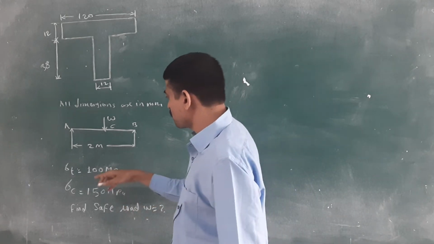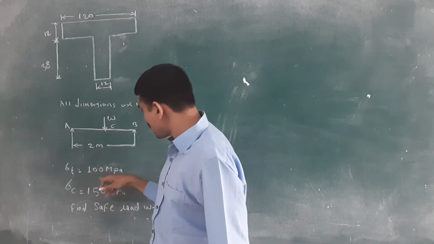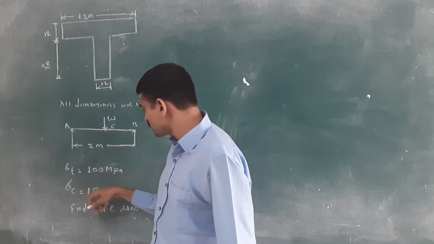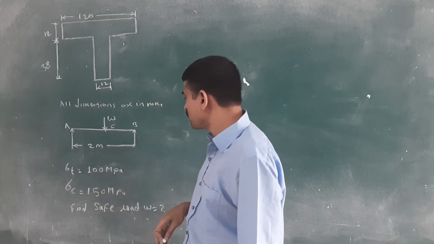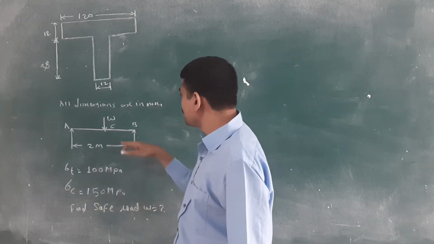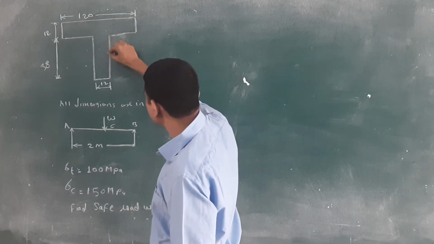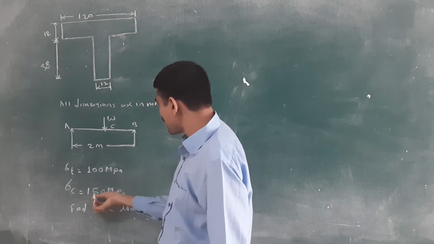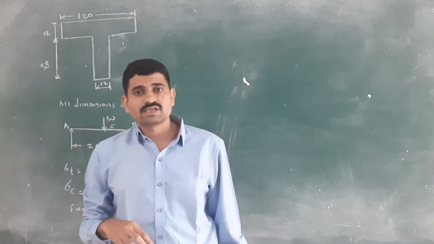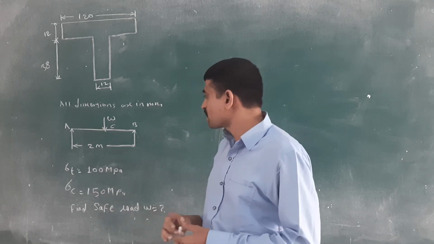Also the bending stress induced in the tension condition is 100 MPa, and in the compression condition it is 150 MPa. What do we want to find? We want to find the safe load W. If the stresses induced in that T section are 100 MPa and 150 MPa, then we calculate the value of W. You will get two values, for tension and compression. Then how to calculate that W?